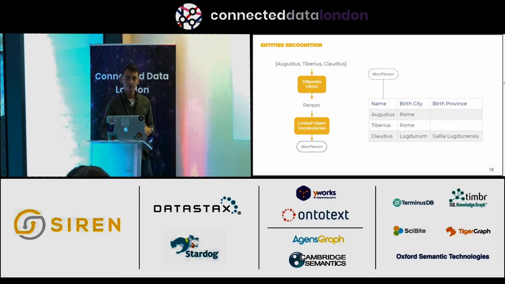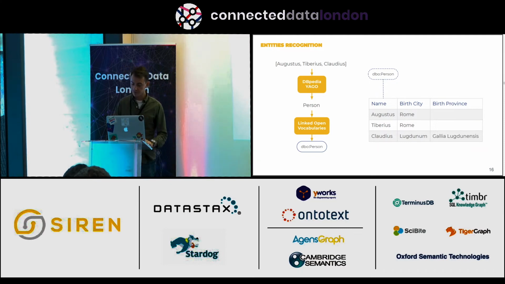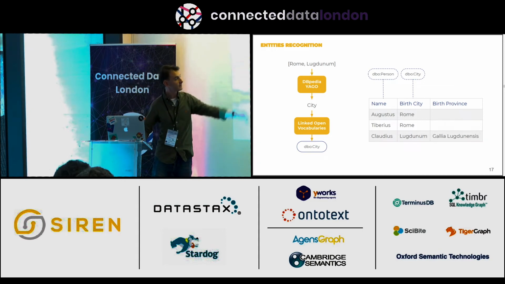Then we send this class to Linked Open Vocabularies. Linked Open Vocabularies is a search engine for ontologies, for classes and properties. By doing so, we find the most popular or the most relevant class to describe a person. And we do the same process for each column of our datasets. For example, for birth city, it will find the DBpedia city class.